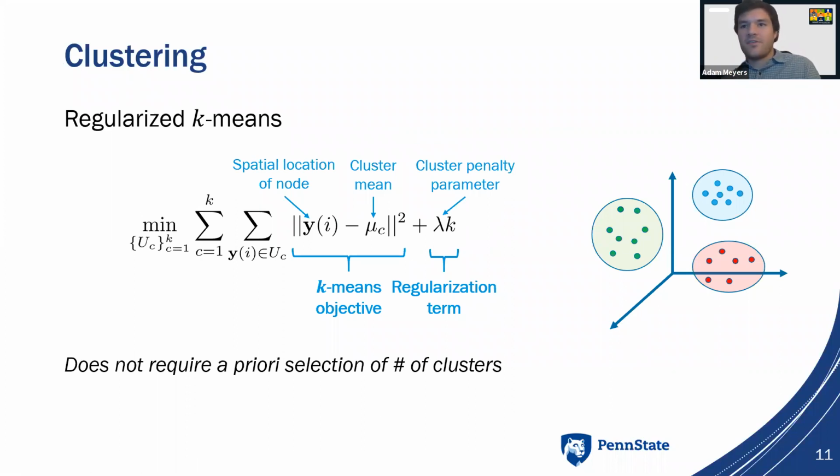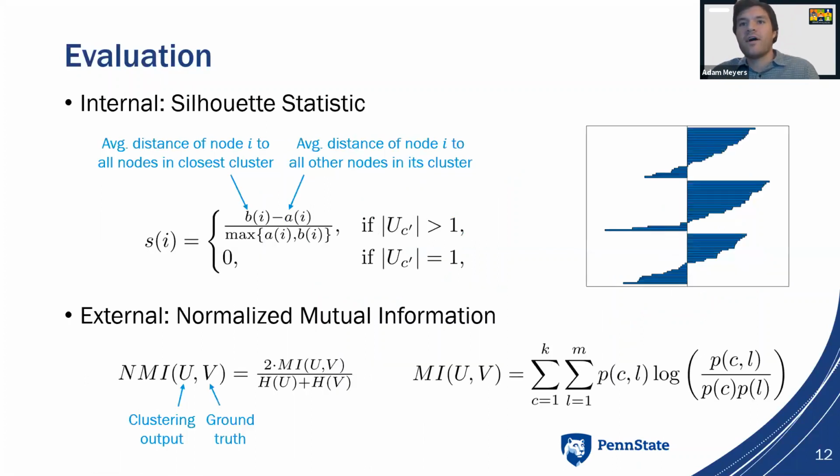The other two steps in this are clustering and evaluation. I don't want to talk too much about this because it's not the focus of this paper, but we just use a regularized k-means for clustering. For evaluation, we do both internal and external evaluation. The internal evaluation measures the silhouette statistic. Internal evaluation just measures how compact, how densely clustered the nodes are. So if nodes within the same cluster are densely packed and nodes from different clusters are highly separated, then that would result in a high silhouette statistic.